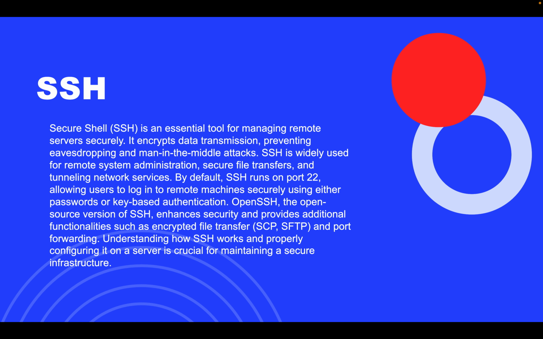By default, SSH runs on port 22, allowing users to log in to remote machines securely using either passwords or key-based authentication. OpenSSH, the open source version of SSH, enhances security and provides additional functionalities such as encrypted file transfer and port forwarding. Understanding how SSH works and properly configuring it on a server is crucial for maintaining a secure infrastructure.